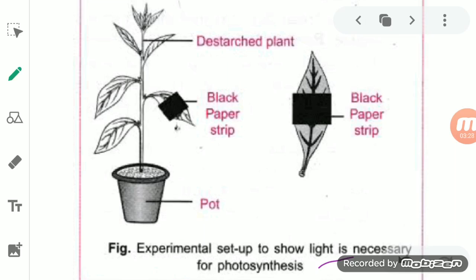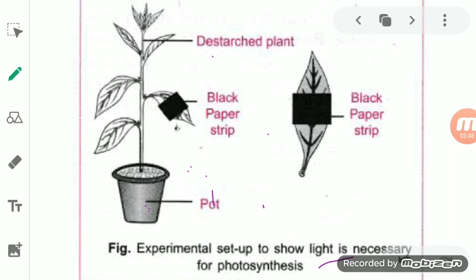So to perform this experiment, what we will do is, at first we will take a potted plant. Potted means the plant which is kept in a pot. Okay, this is a pot. So a plant which is kept in a pot is a potted plant.